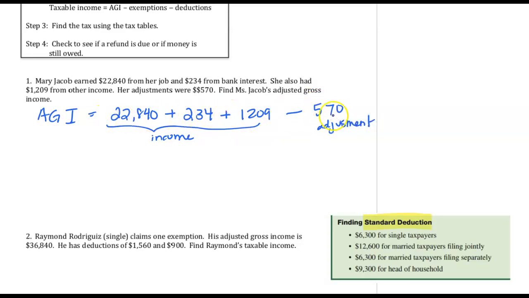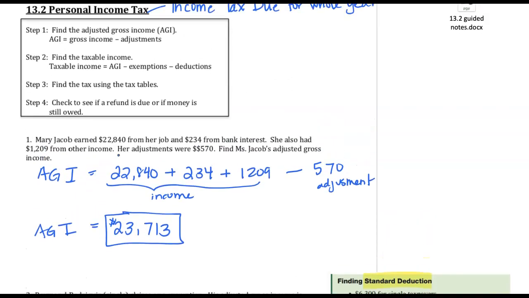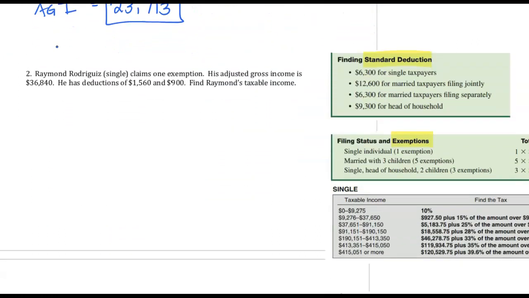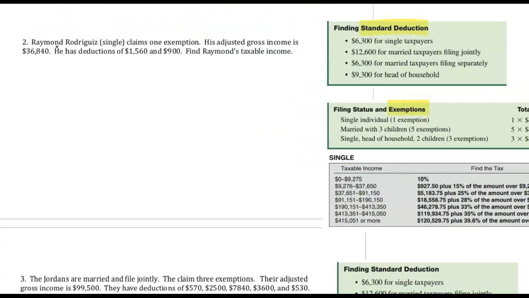So if we put all of this add and subtract together, I have an adjusted gross income of $23,713. That's the first step of that list, finding adjusted gross income. Okay. Question 2 goes a little bit farther down that list.